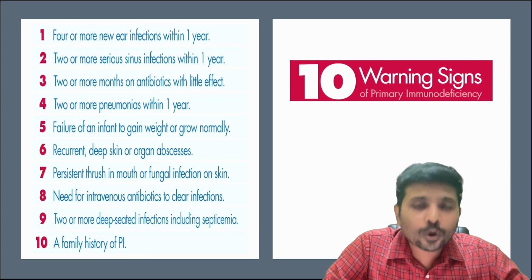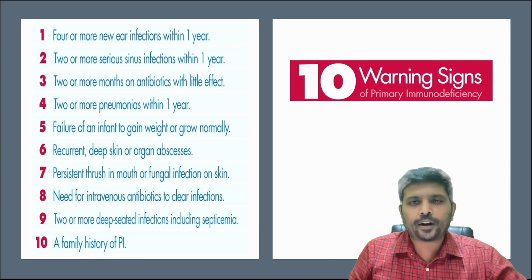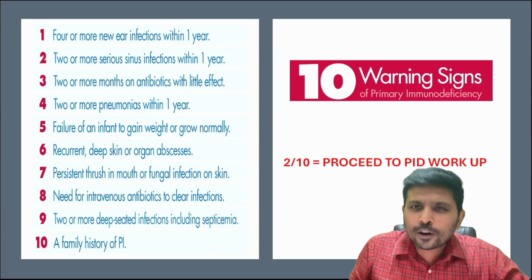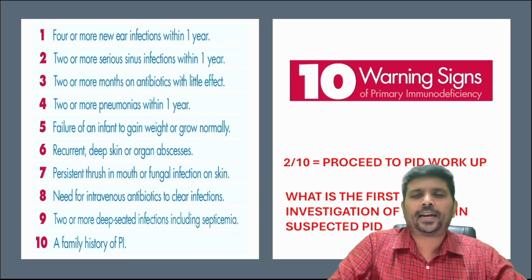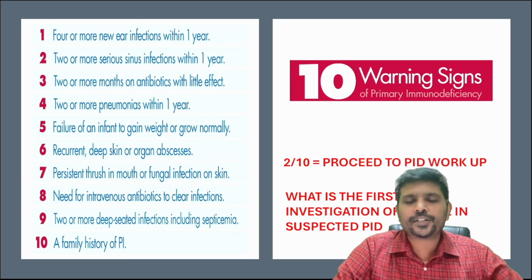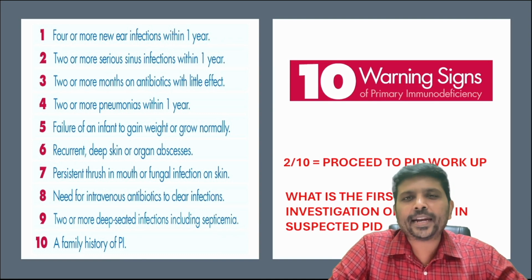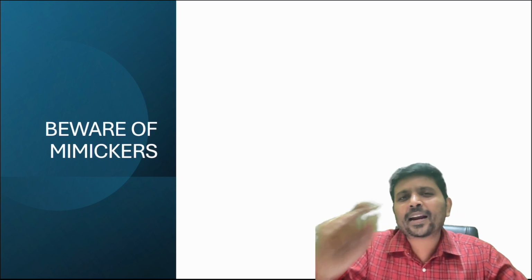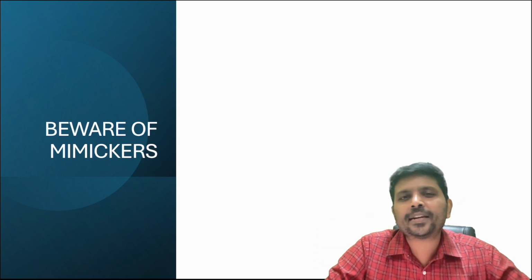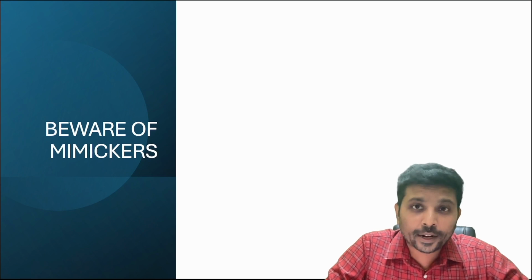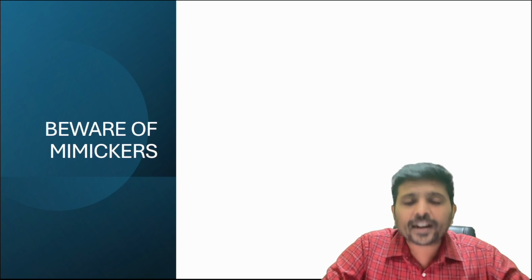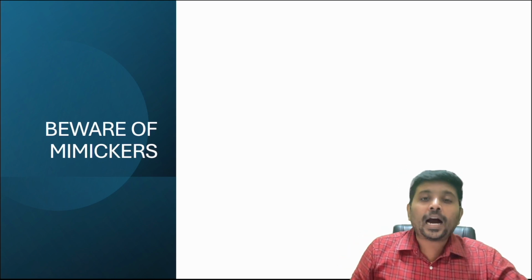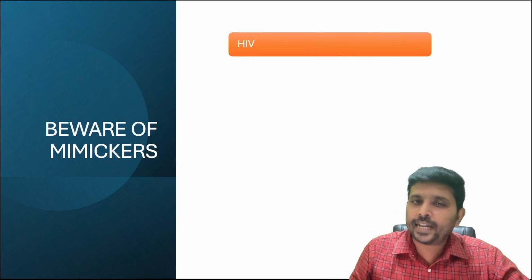So, when you have two or more points in these 10 warning signs, you need to proceed for PID workup. But before proceeding to PID workup, you can ask me, what is the first investigation I need to do? Whether I need to do a workup for a primary immunodeficiency. Beware of mimickers. It doesn't mean that recurrent infection can occur only as a result of a defect in your innate or adaptive immunity. It can also be due to acquired immunodeficiency such as HIV.